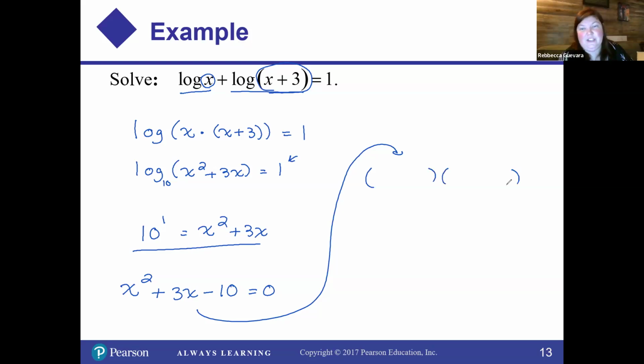And then I just have to factor. So x plus 5, x minus 2. If we add these together, that's going to give us a plus 3. If we multiply, it's going to give us a -10. So that's the factored form of x squared plus 3x minus 10. Which means my two solutions would be x is equal to -5 or it is equal to 2.